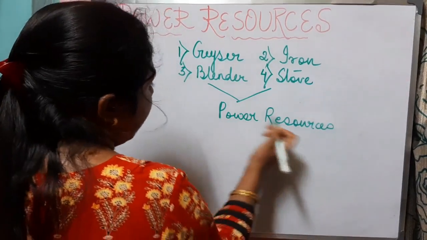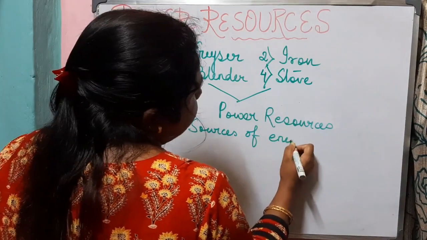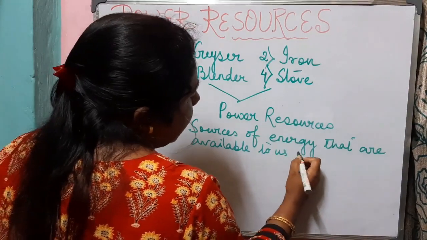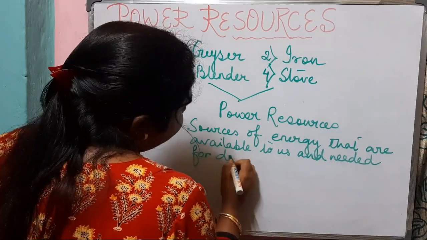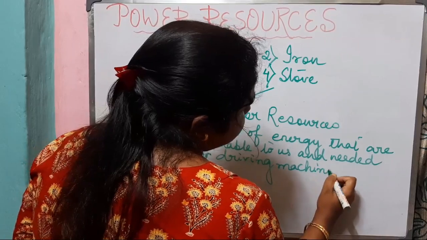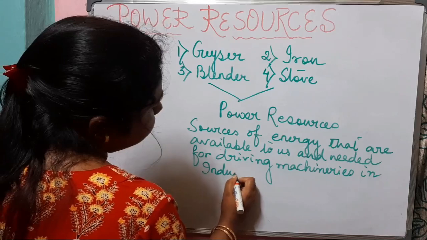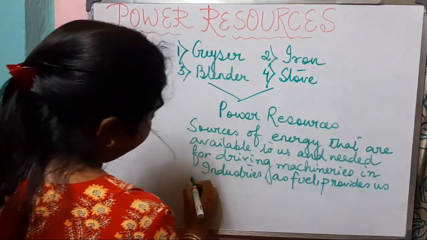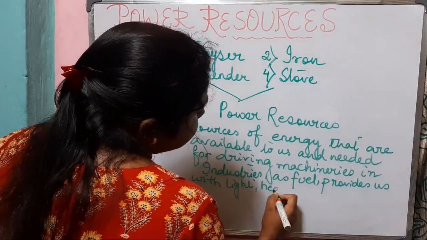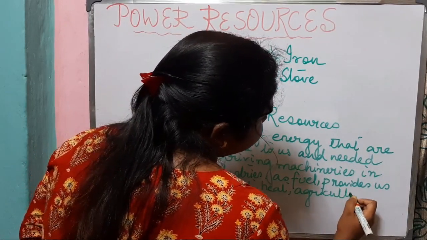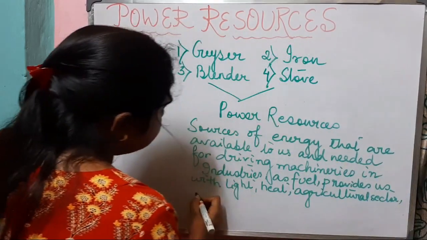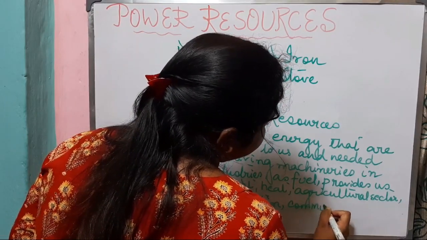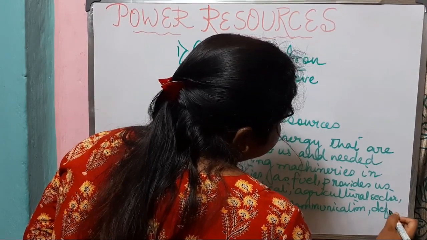What do you mean by power resources? Power resources means the sources of energy that are available to us and needed for driving machineries in industries, as fuel, and provide us with light and heat. They are used in the agricultural sector, in transportation, in communication, in defense, and many other things.